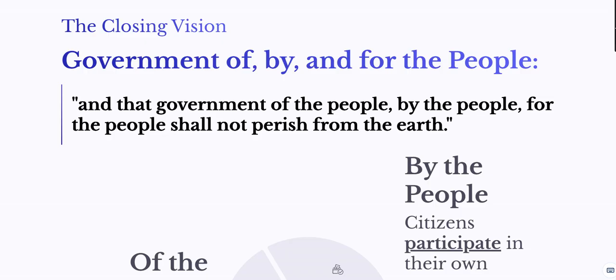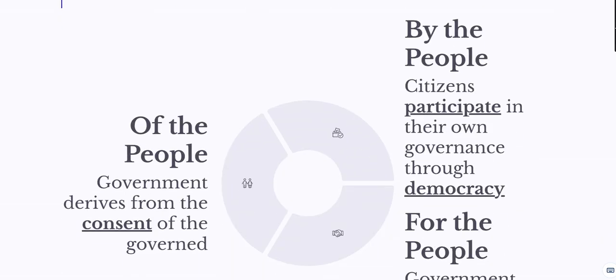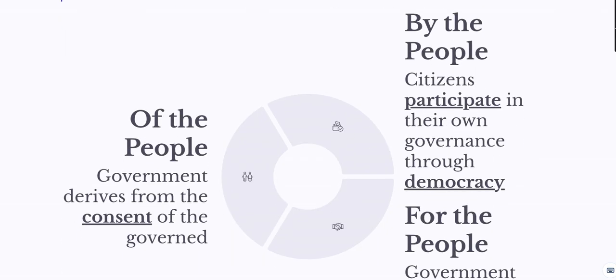So democracy is the government of the people, by the people, and for the people. So here he says that government of the people and by the people and for the people shall not perish from the earth, he says. So let's see what of the people means. So government derives from the consent of the governed.